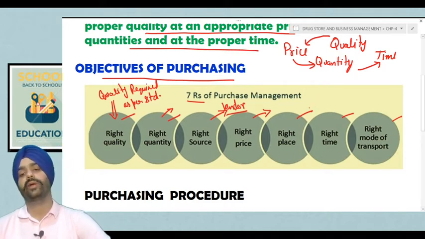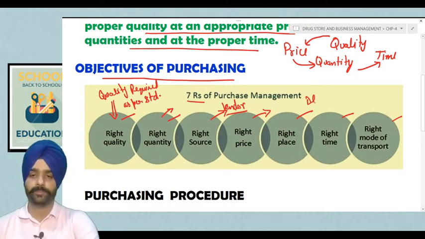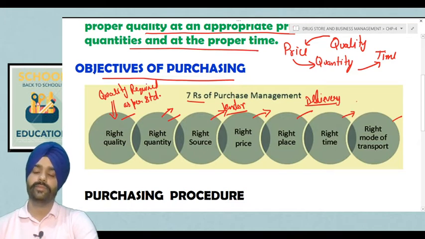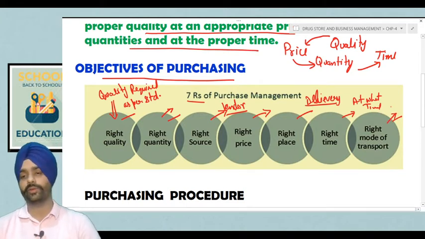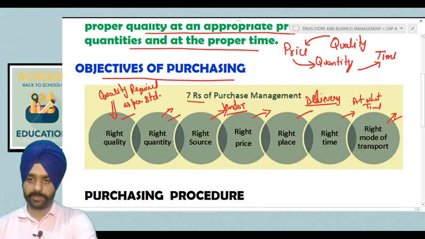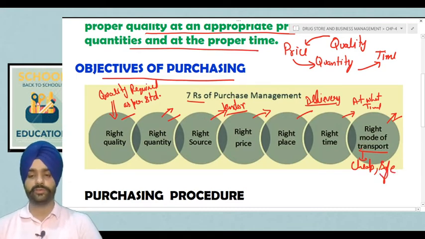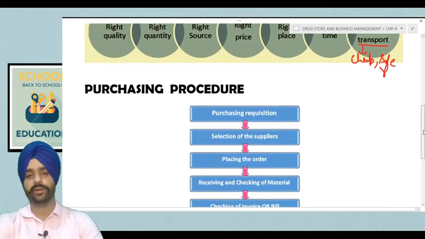Then right place, the right place of delivery where the products are to be delivered. Then right time, at what time, and the last is the right mode of transport, how the material should be transported. The mode of transport used should be cheap and safe. So no extra cost should be added, and moreover it must be safe, so that no harm is done to the products that are being purchased.